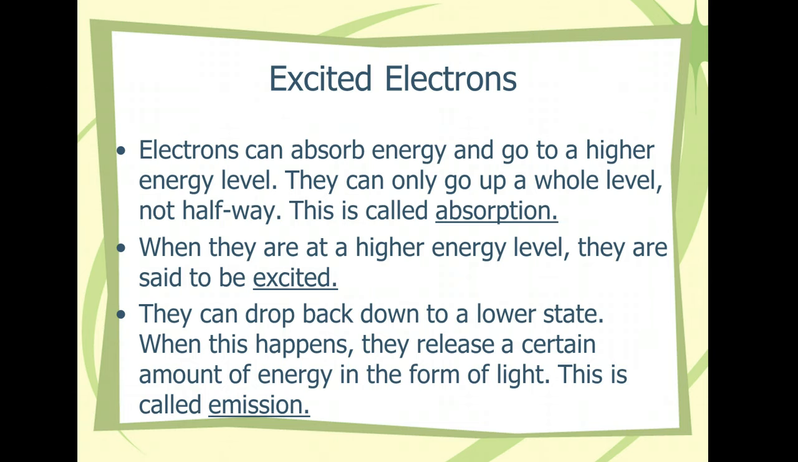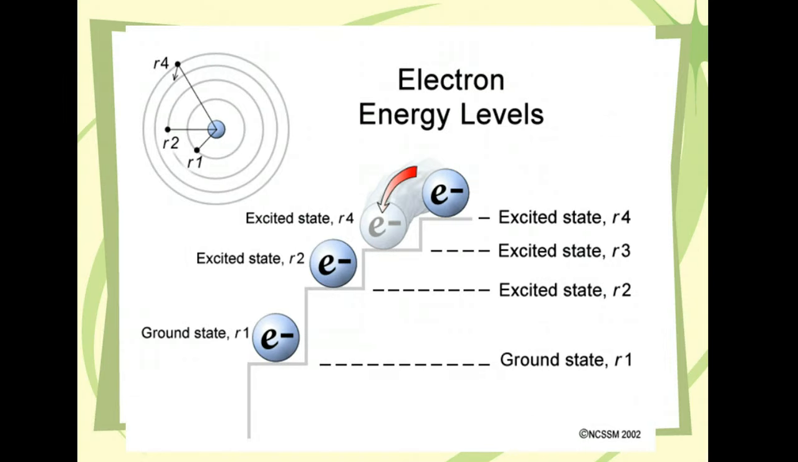Now they can drop back down to a lower state. When this happens, they release a certain amount of energy in the form of light. They release a little piece of light. This is called emission. So if they go from a high excited state back to a lower state, a little piece of light comes out. The light we see comes from this process. All of the light we see comes from excited electrons going to lower energy states.